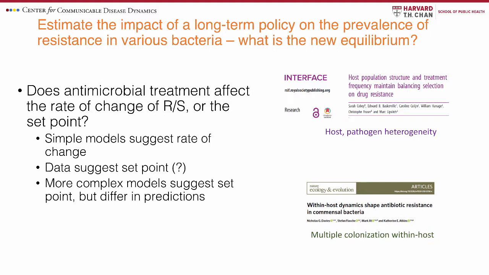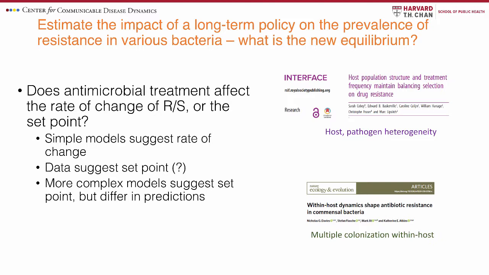So we'd like to know ultimately what is the impact of a long-term policy on the prevalence of resistance in these bacteria, or sort of what is the new equilibrium in the setting of routine mass drug administration to a particular part of the population. And to answer that, we need better models, and this we can do now, we don't have to wait for the other data, to understand how it is that antimicrobial treatment affects the prevalence or the rate of change in prevalence of resistant and susceptible bacteria.